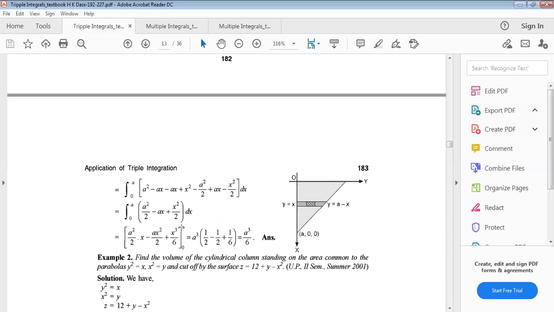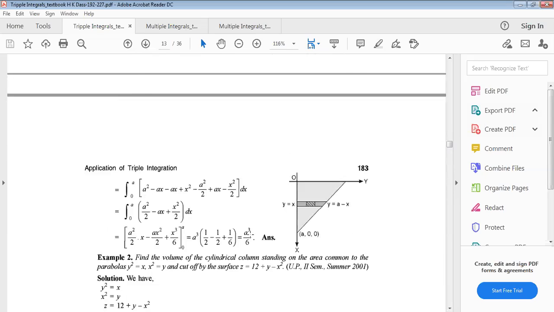Now putting the upper limit in the place of x, this will be a cube by 2, and this will be a cube by 2, and this is also a cube by 6. Now putting 0 in place of x, the whole thing will be 0, so we get this result, and the result will be a cube by 6.